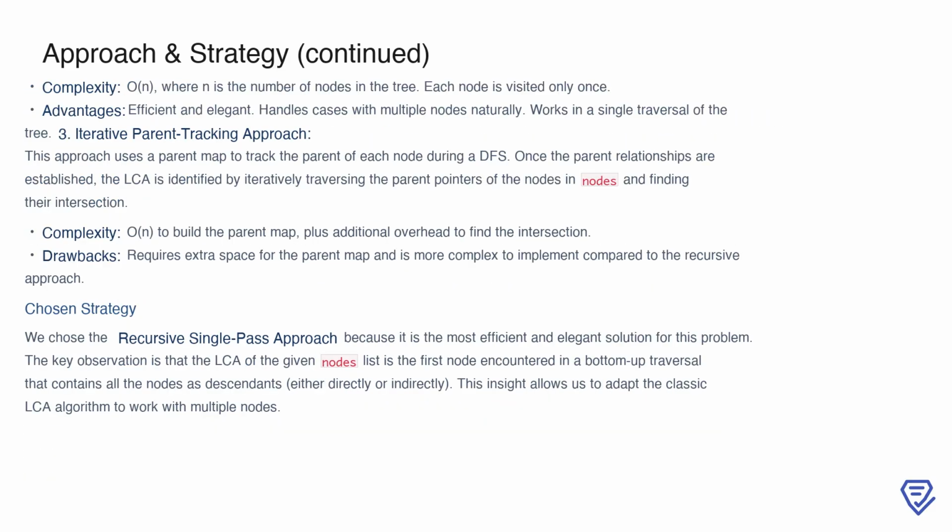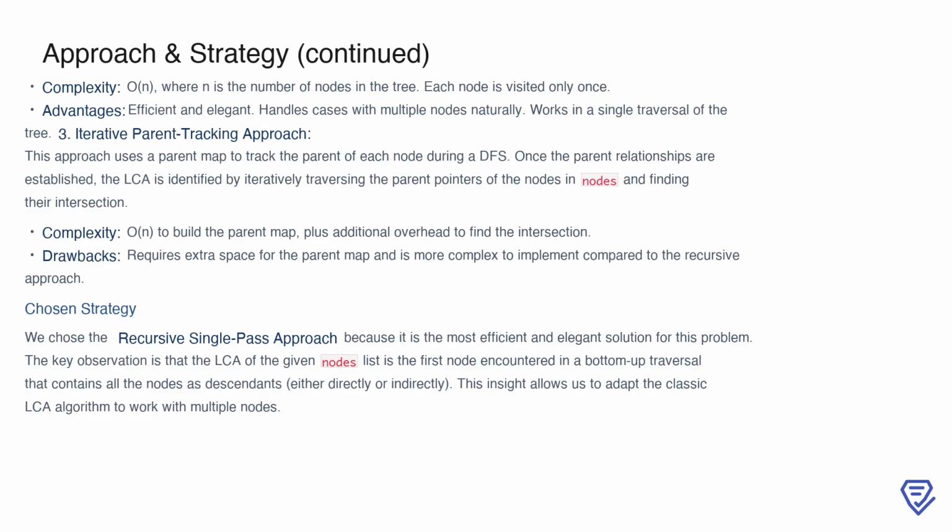This recursive single-pass approach has a time complexity of O(n), where n is the number of nodes in the tree, as it only visits each node once. It's a highly efficient and elegant solution, naturally handling cases with multiple nodes in just a single traversal.